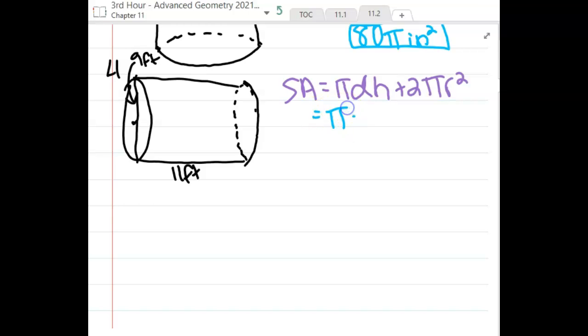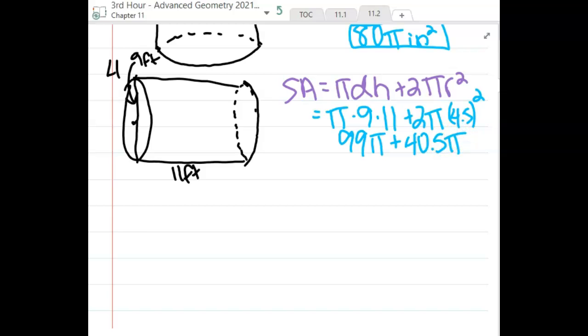When I take pi times the diameter, which is 9, times the height, which is 11, plus 2 pi. What is my radius? 4.5 squared. So that would give me 99 pi. 4.5 squared times 2 would give me 40.5 pi. Add those together, you would get 139.5 pi feet.